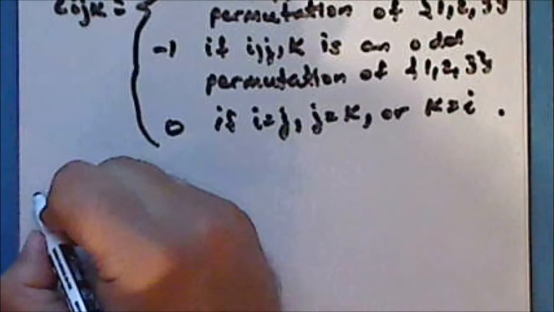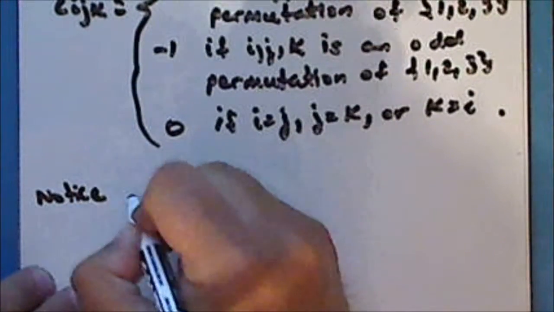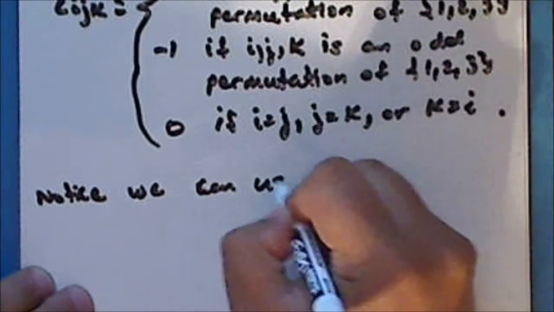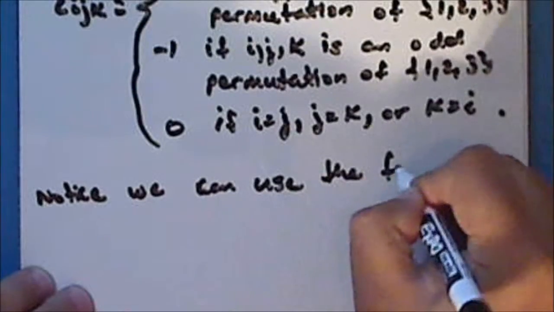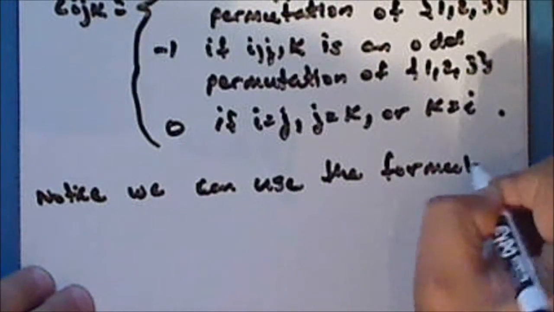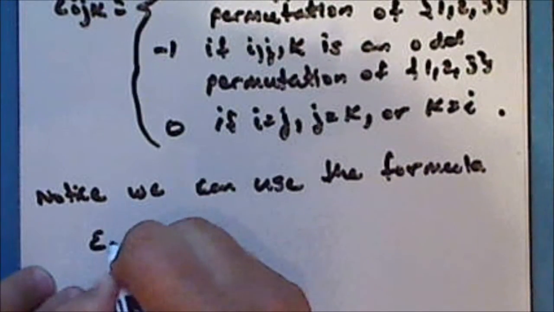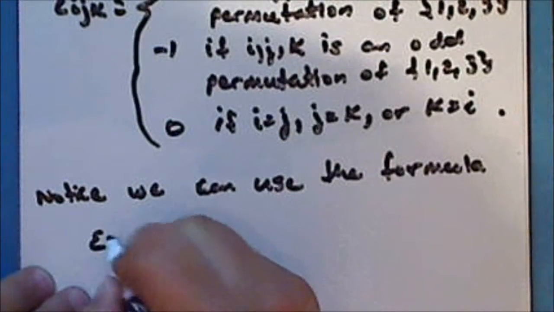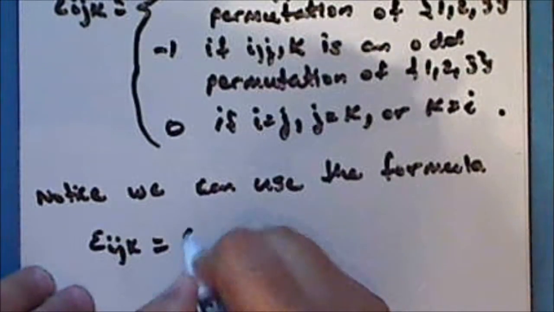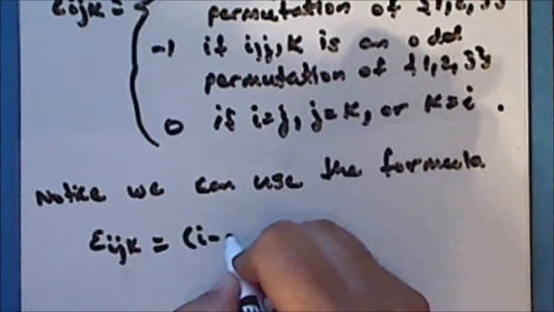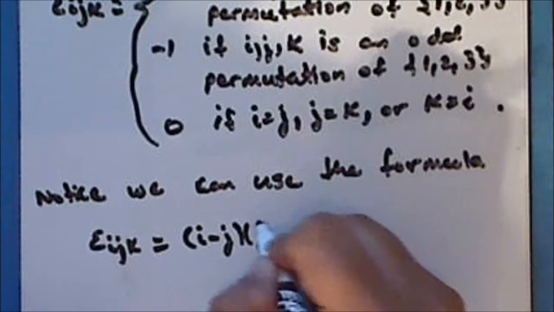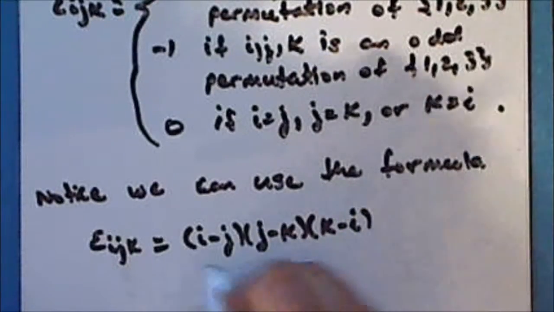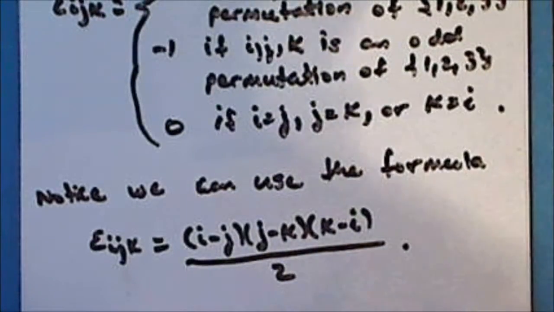So notice we can use the formula epsilon sub i, j, k is equal to the product, the quantity i minus j times the quantity j minus k times the quantity k minus i, all divided by 2.